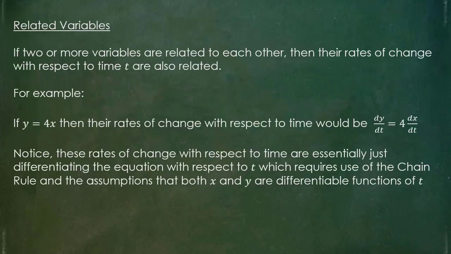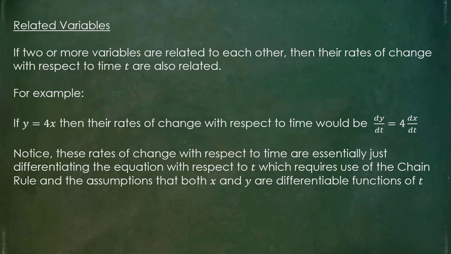So what are related variables? Well, essentially if you have two or more variables that are related to one another, then what's nice is their rates of change with respect to a time t are also related. As an example, if we had two variables related to each other, like y equals 4x, then their rates of change with respect to time, which would essentially be like taking the derivative with respect to t, would be equivalent to dy over dt equaling 4 times dx over dt. So again, notice here that the rates of change are still related to one another.